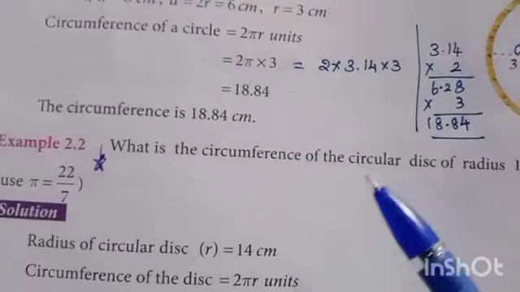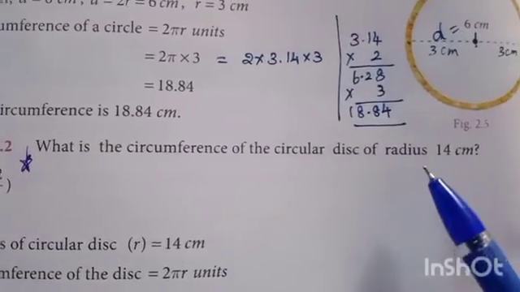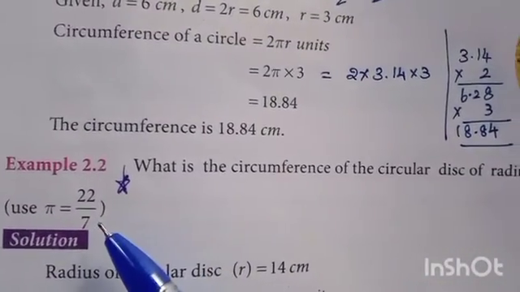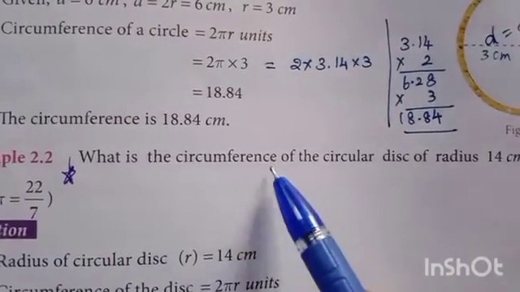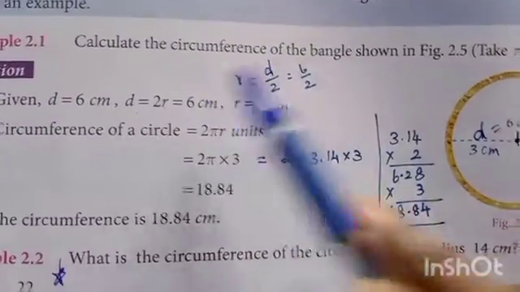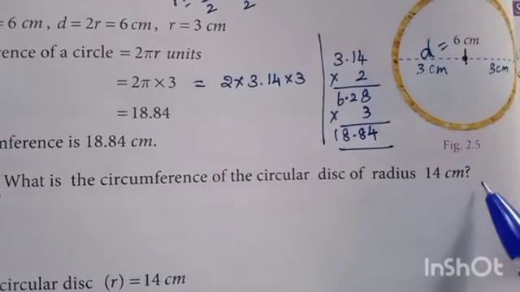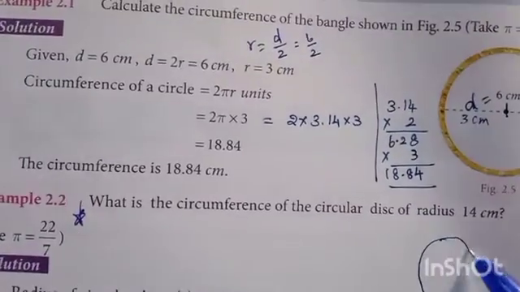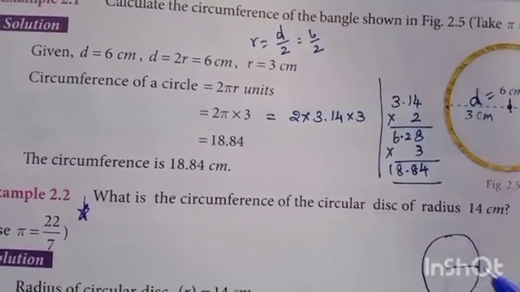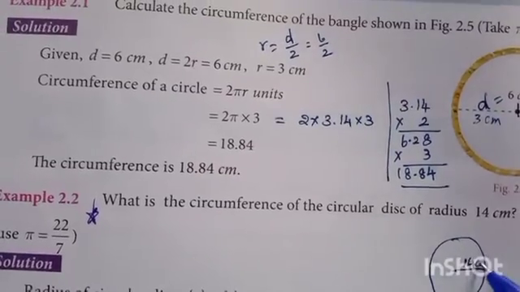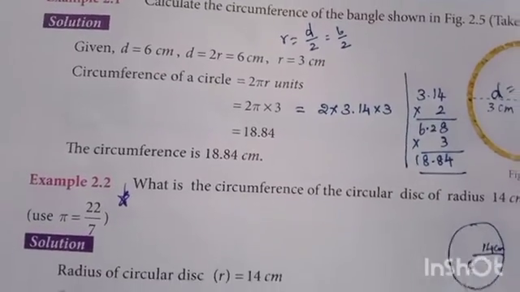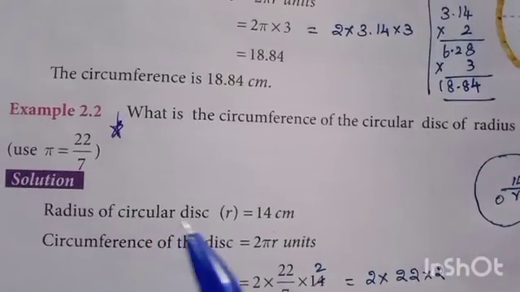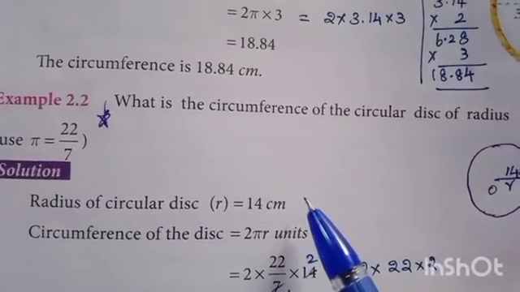Okay, second question. What is the circumference of the circular disc of radius 14 centimeter? Use pi is equal to 22 by 7. We want to find the circumference. In the previous question, the diameter was given. For this question, the radius is given. You have to draw one small circle and mention the radius. It is 14 centimeter. This is the center point. R is equal to 14 centimeter.